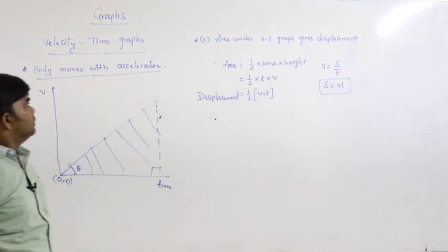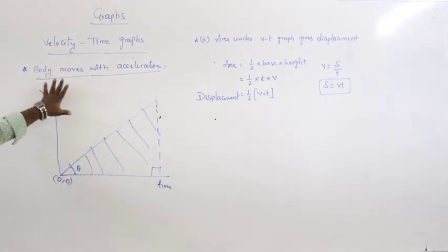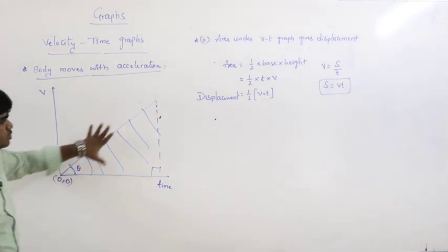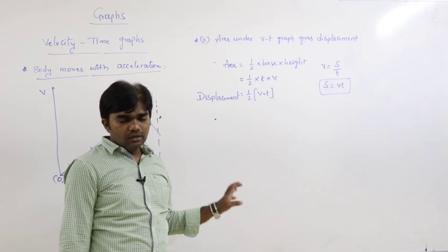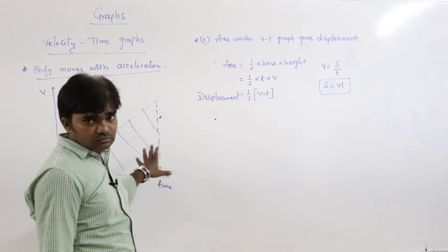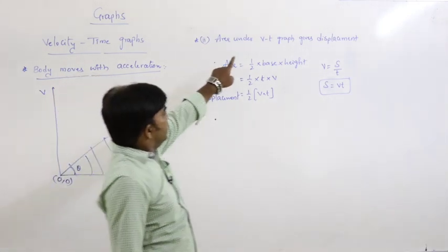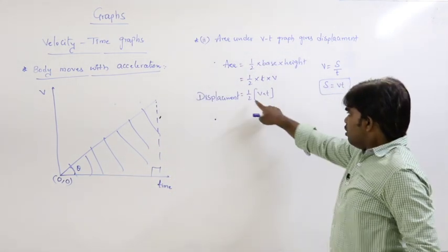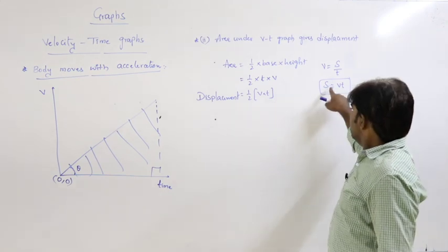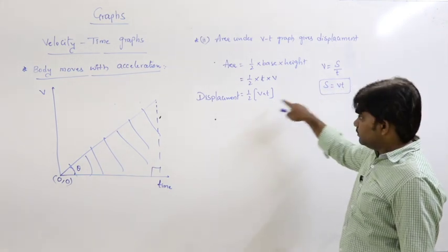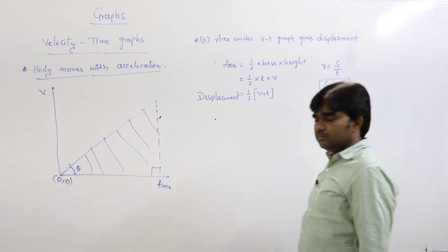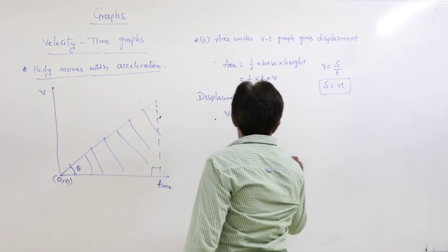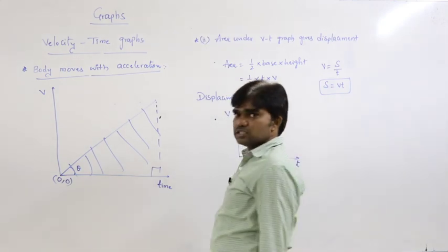That is the situation. So this is a velocity-time graph. If the body moves with acceleration, this is the shape of the graph for velocity-time, and the area under the velocity-time graph gives displacement here: half into velocity into time. We know displacement equals velocity into time, so half into velocity into time. So for example, let us say this is a velocity-time graph.